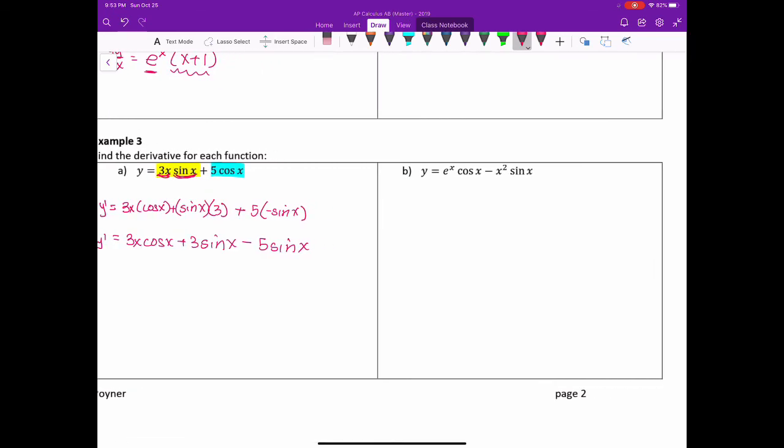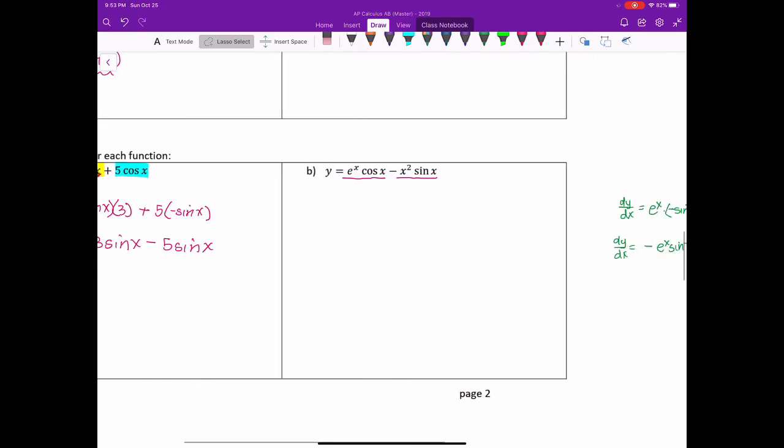Now you try B on your own. But remember, both of these, the first and the second term, are both the products of two functions. So this one takes a little more. Pause the video now and then do it. And then we'll check.